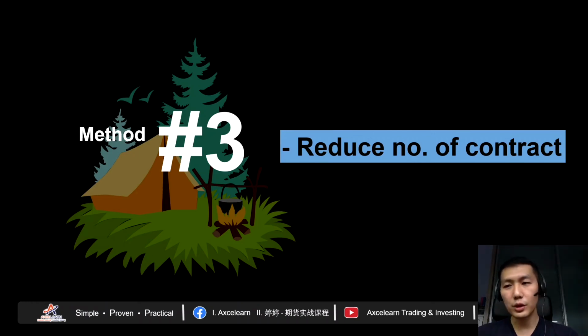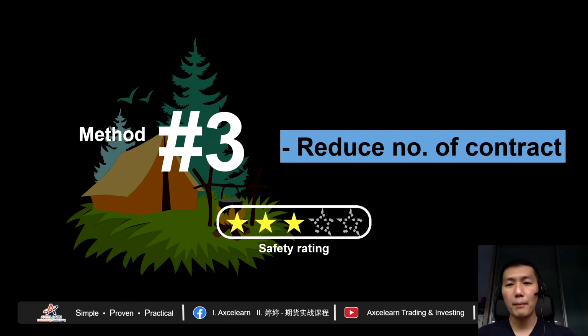So if you were to trade 5 contracts, the volatility that you're going to feel from the market is actually 5 times. And if you were to reduce your contract size to only 3 contracts, you're going to feel the volatility by 3 times only. So here we can see that reducing the number of contracts can also reduce your stress level in trading the highly volatile market as well. So for method number 3, we give it a 3-star out of 5-star.